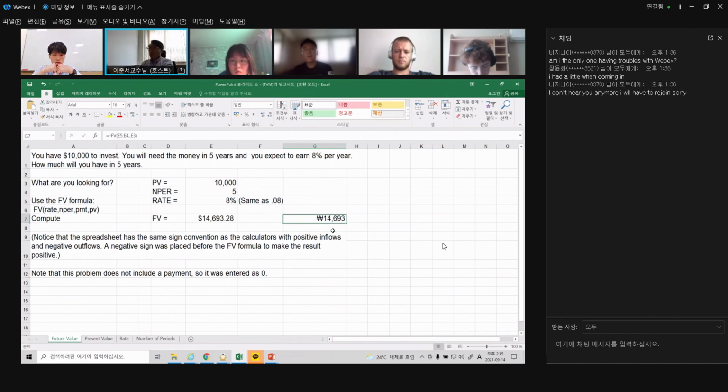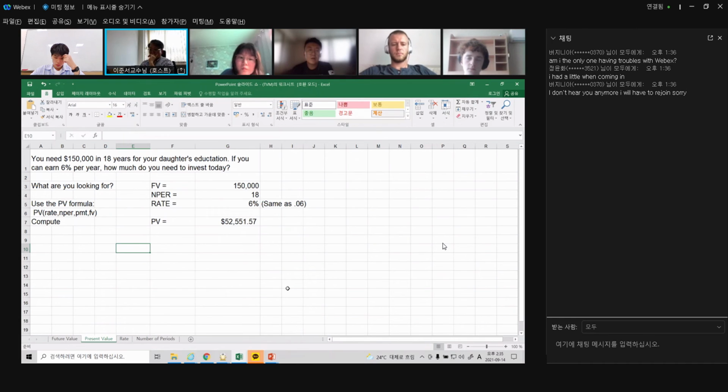So $14,693. Here you go. Notice the spreadsheet has the same sign convention as the calculators, with positive inflows and negative outflows. The negative sign was placed before the future value formula to make the result positive. See? So if you want to get the positive answer as future value, you should add a negative sign in front of future value. Here you go. And the next example is to solve the present value.